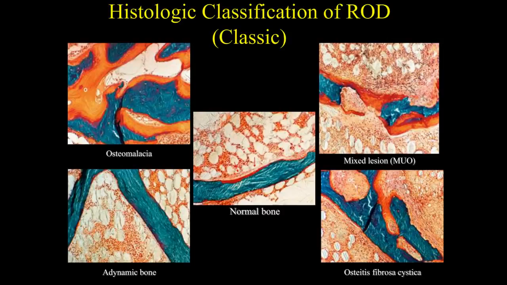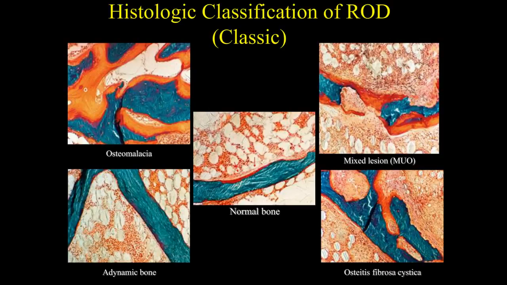In the center there, you can see a normal bone. There's a normal trabeculi. If you look at it, you do have an area of bone resorption as well as areas of bone formation and osteoid. In the upper left-hand corner is a classic picture of osteomalacia, where you have a large degree of unmineralized bone, and you may have both active bone resorption and formation going on.